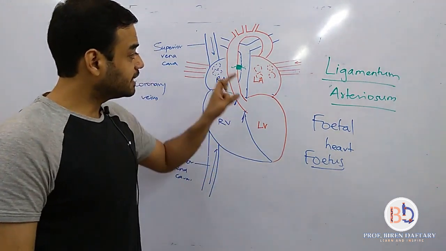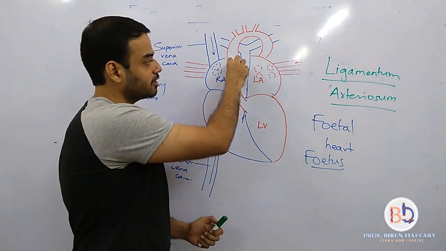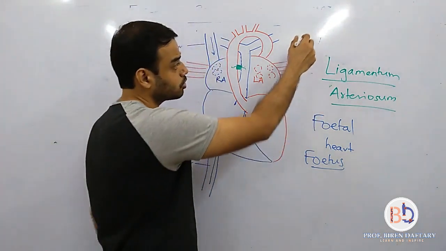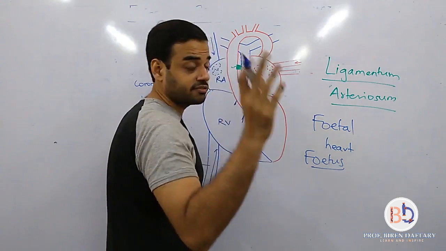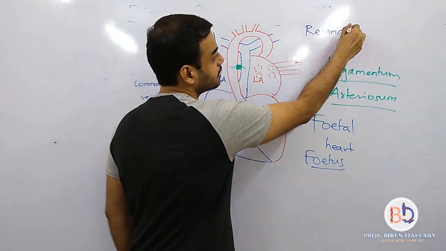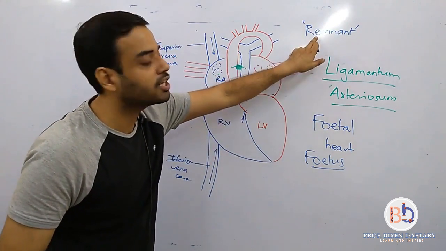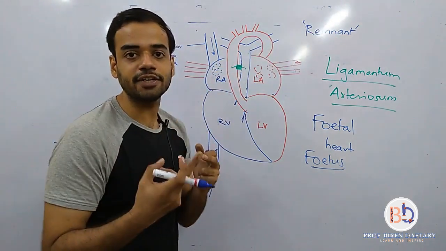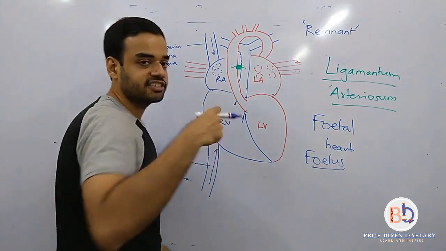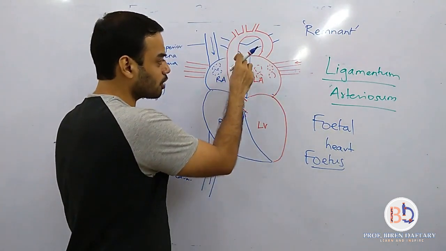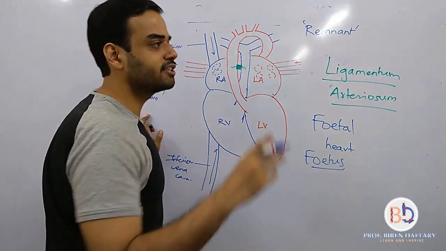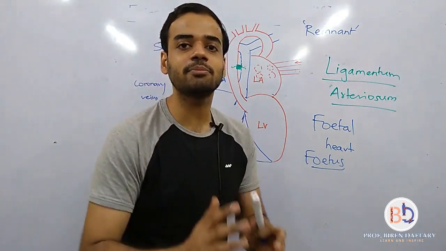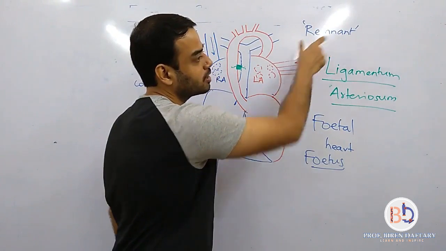Now, in your book they have used the word that ligamentum arteriosum is a remnant. Please read the textbook. I hope everybody is reading the textbook after I take this lecture, because it is very important. They have said that ligamentum arteriosum is a remnant of ductus arteriosus. Remnant means whatever remains. Ductus arteriosus was working in the fetus, but now it is not working in the child or adult. Whatever part is left now, which is not working, is called a remnant. So ligamentum arteriosum is a remnant of ductus arteriosus.